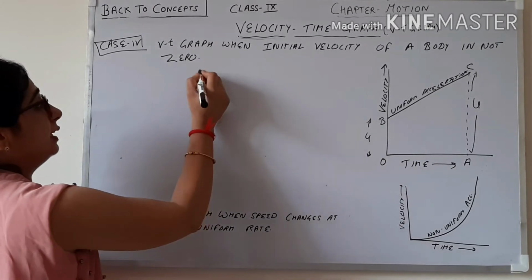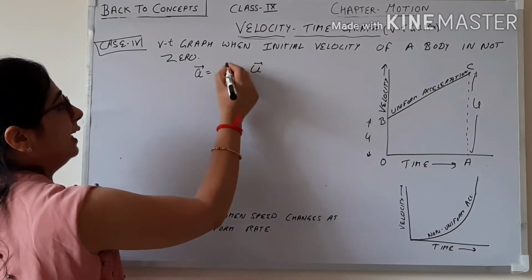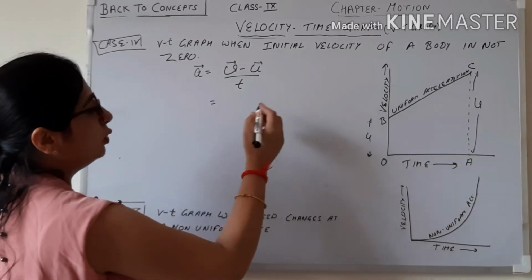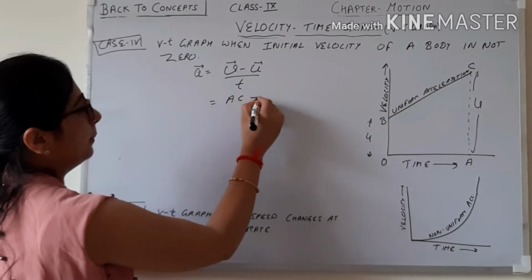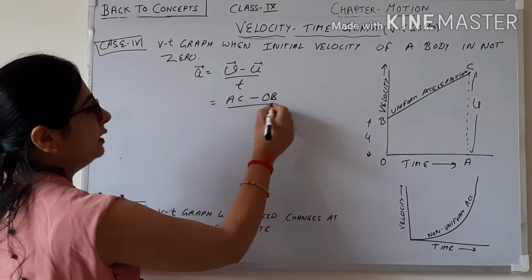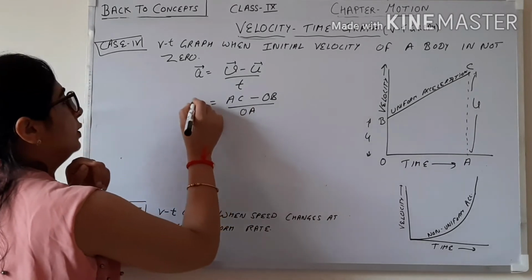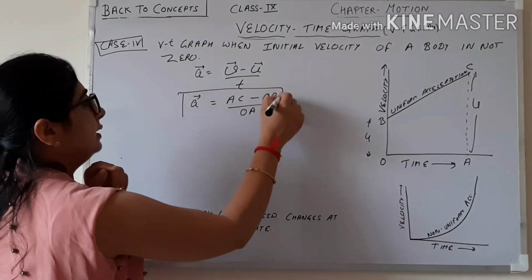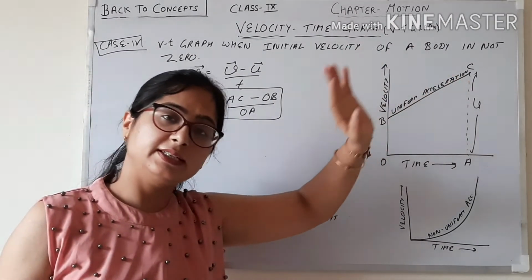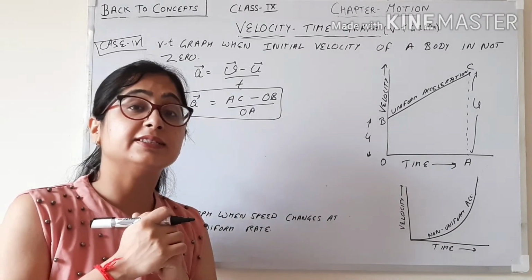Here, what is the acceleration? Acceleration is equal to change in velocity upon time taken for the change. What is the V? V is equal to AC minus what is the U? That is equal to OB. And what is the time interval? That is equal to OA. So, this is the acceleration when a body starts from point B and reaches point C with uniformly changing velocity. Okay. Now, what is the distance traveled?